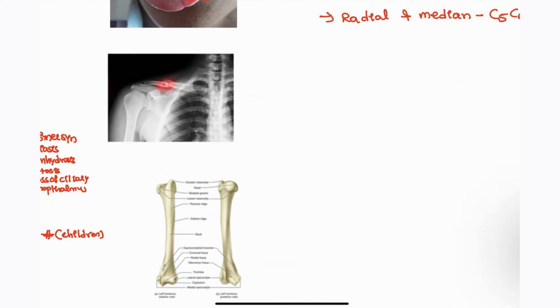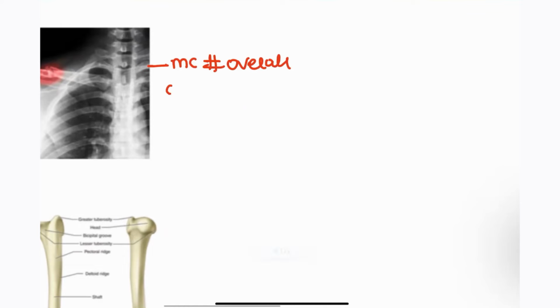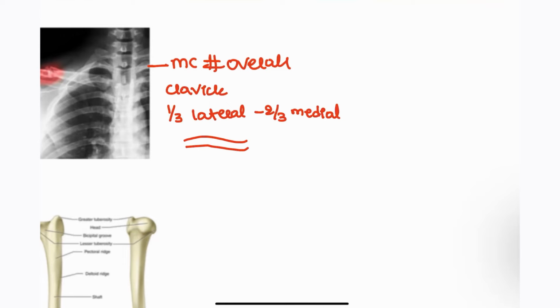Next, another picture here. What is this condition, guys? This is the most commonly seen fracture overall. Okay, most commonly seen fracture overall. This is a clavicular fracture, at the junction. Can anyone please comment in the chat box? So the lateral 1/3 and medial 2/3 junction is going to be fractured. In this picture, this is the clavicle, this is your lateral and this is the medial side. So the lateral 1/3 and medial 2/3 junction will be damaged in the patients.